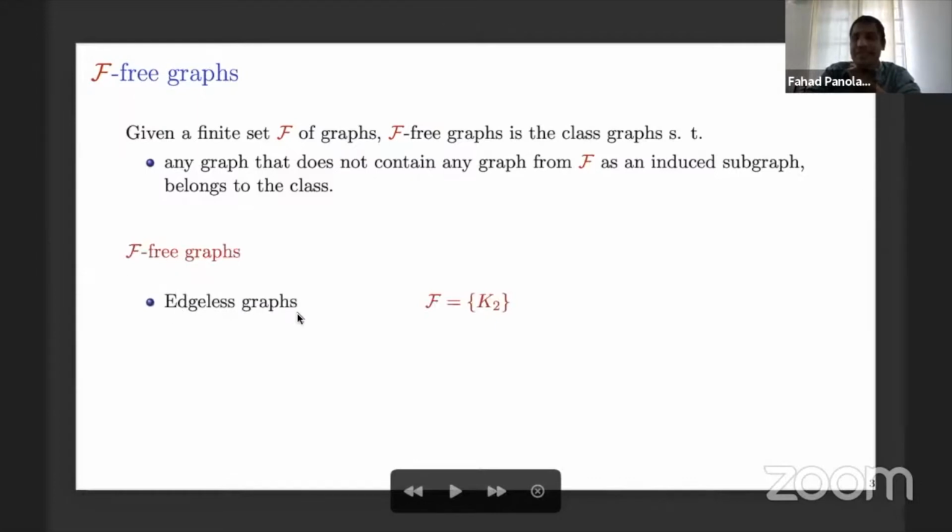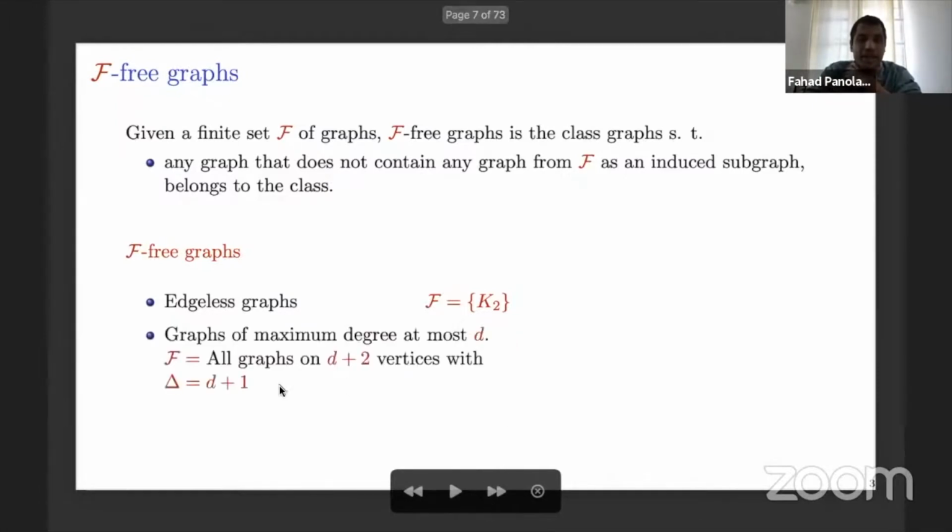One of them is edgeless graphs. This has a finite forbidden set of induced subgraphs where F contains only one graph, which is K2. And if you look at the graphs with maximum degree at most D, then F will be all graphs on D plus 2 vertices with max degree D plus 1. So this graph class is F-free for this particular F. And for triangle-free graphs, F is just K3, containing one graph.